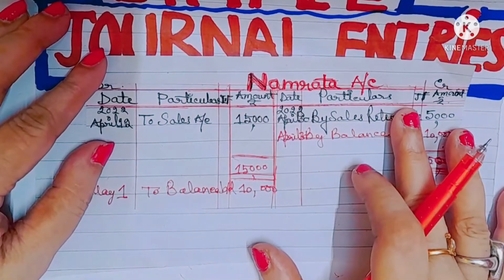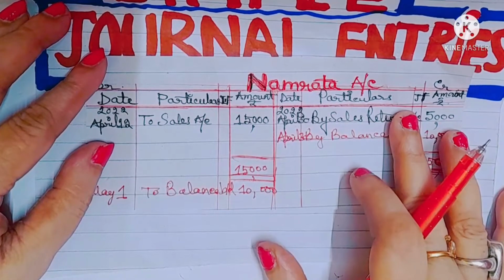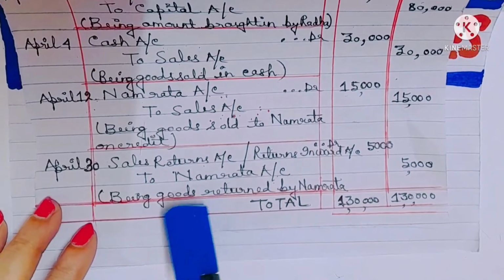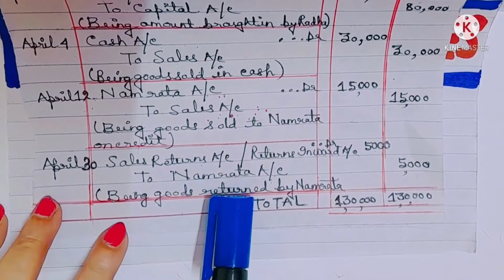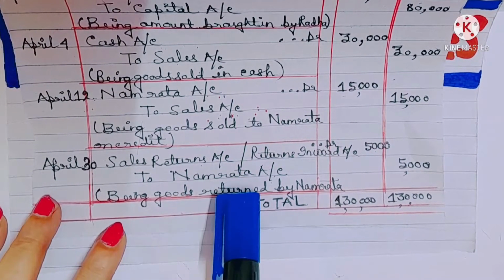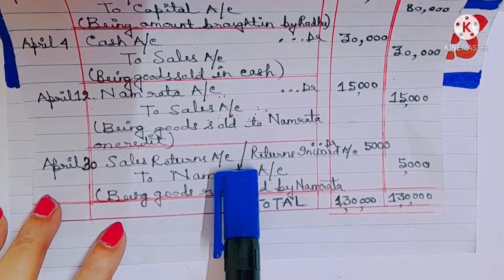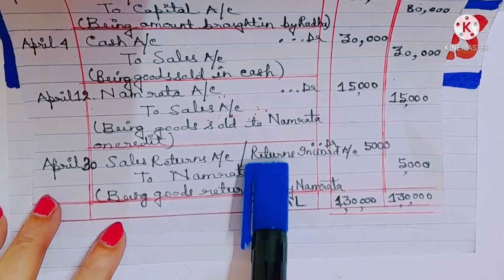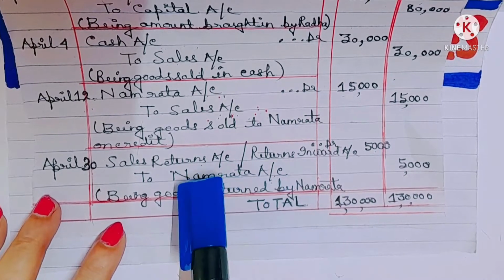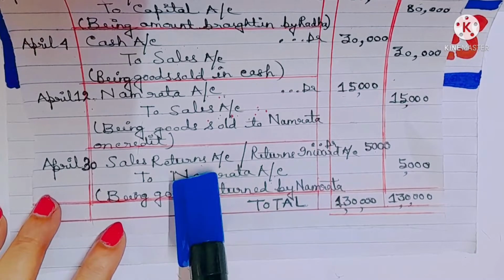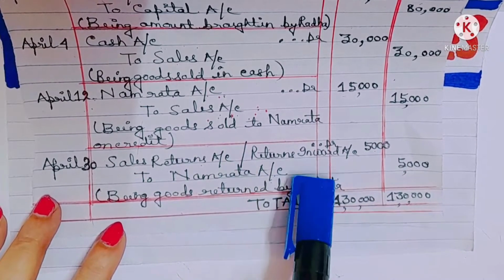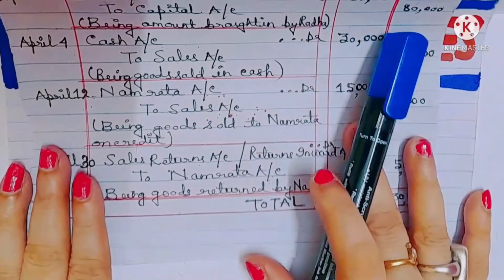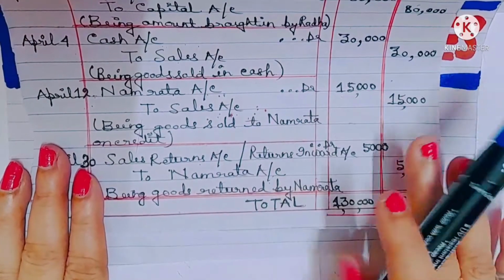What is the last account? Sales returns account or returns inward account. Understood? Let's do it. See here, on 30th April, sales returns account is on the debit side. We are preparing now sales returns account. So what is the position of sales returns account? Sales returns account is on the debit side. So Namrata account will also be on the debit side in the sales returns account. Understood? What is the amount? 5,000. Date is 30th April. Let's do it. This is the last account. And no more journal entries.